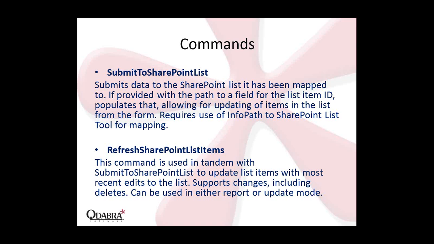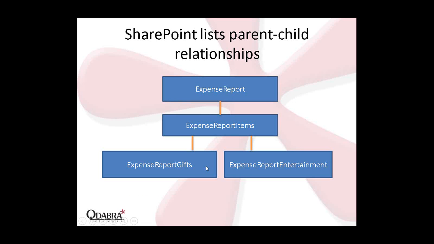Let me show you the hierarchy again. So expense report items, and under the expense report items, we have two more child lists, expense report gifts and expense report entertainment. And where did we get that? Oh, let's open our form.